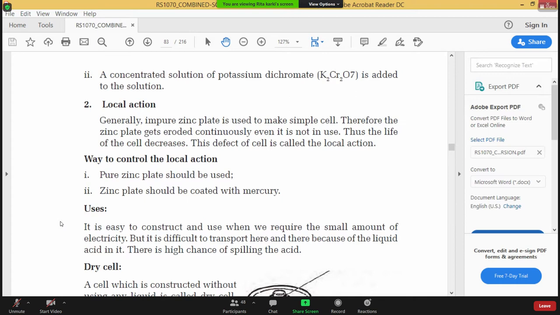Besides these, the zinc plate can also be coated with mercury, so that the erosion of the zinc does not take place due to the local current that flows through the zinc plate itself. The local action can be avoided by covering it with mercury, or we can also use a pure zinc plate for the proper functioning of the cell, so that the impurities will not be present, the local current will not be developed, and the cell will be prolonged in its life.